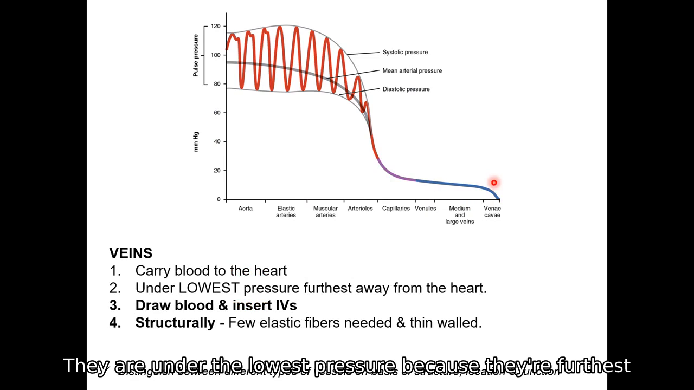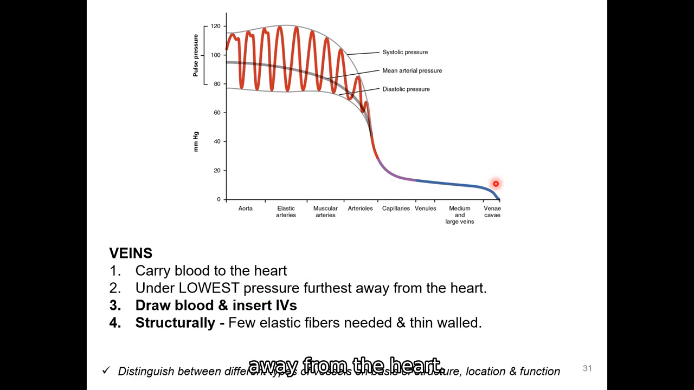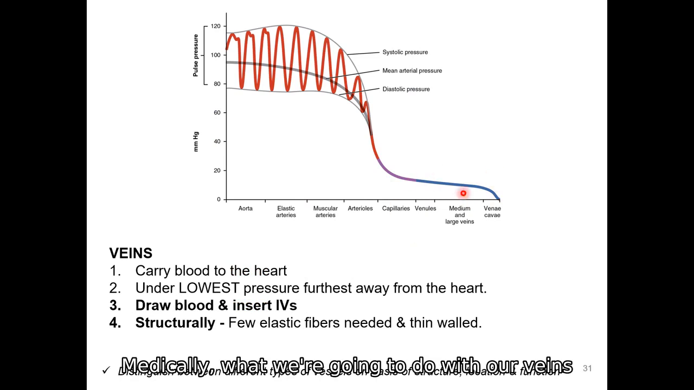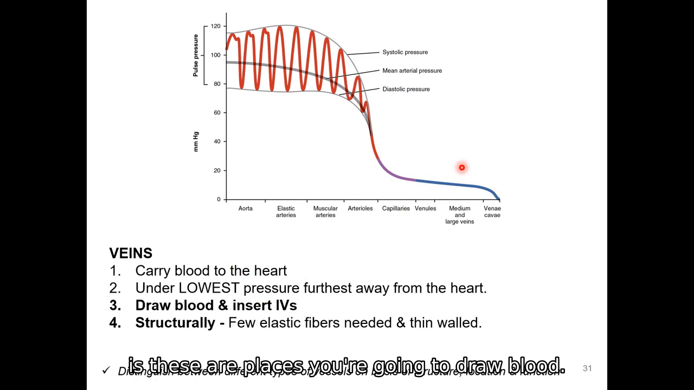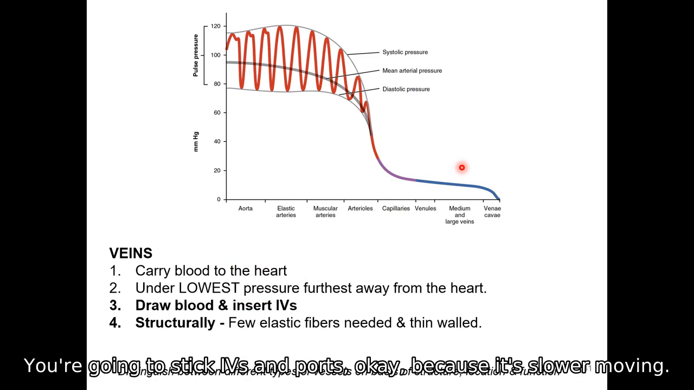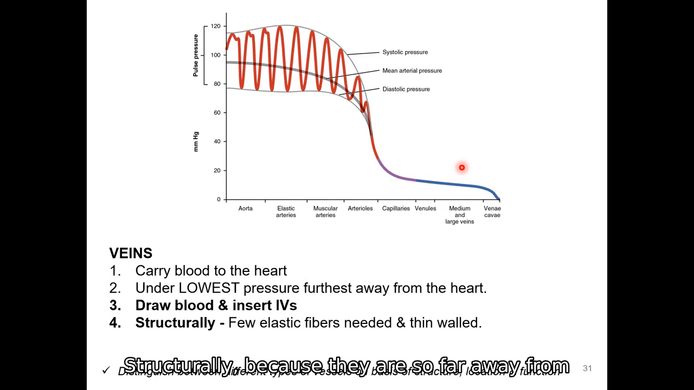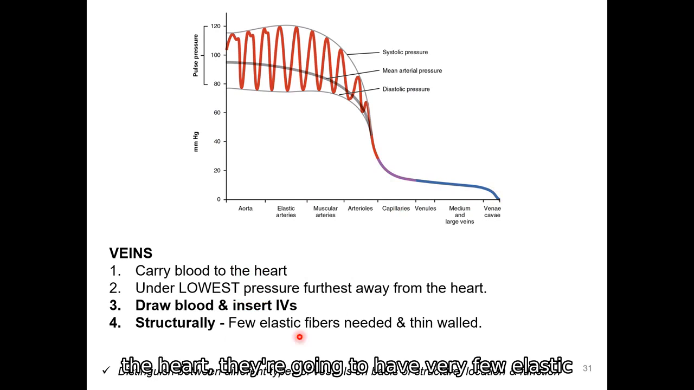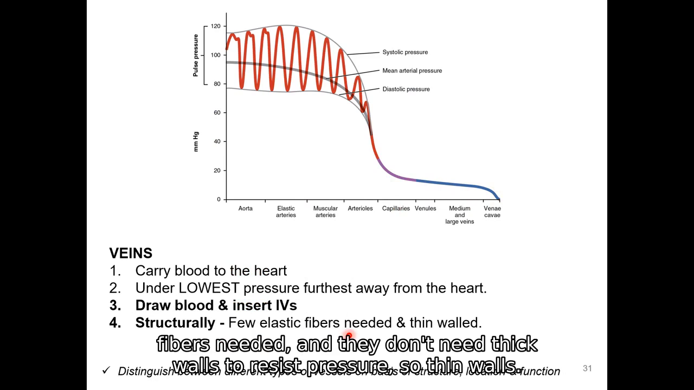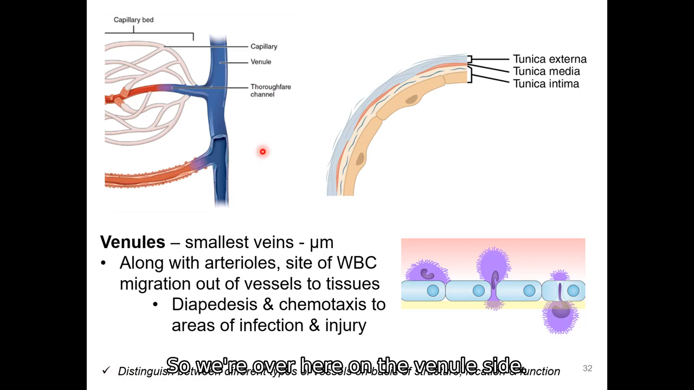They are under the lowest pressure because they're furthest away from the heart. Medically, what we're going to do with our veins is these are places you're going to draw blood. You're going to stick IVs and ports, because it's slower moving. Structurally, because they are so far away from the heart, they're going to have very few elastic fibers needed, and they don't need thick walls to resist pressure, so thin walls.